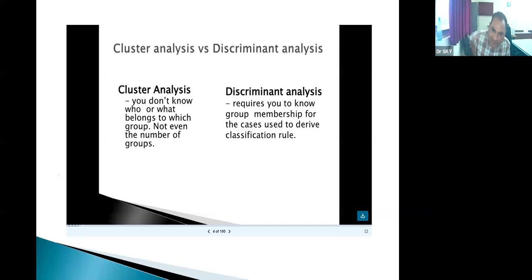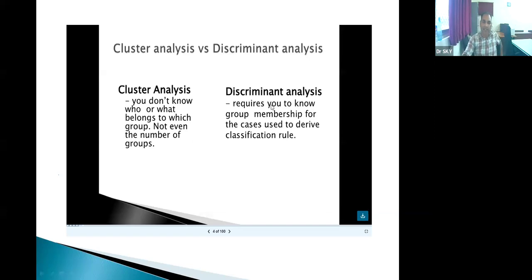Now, how is it different from discriminant analysis? In cluster analysis, you don't know who or what belongs to which group, and not even the number of groups. We don't know how many clusters there will be, or how we are going to make the clusters. But in discriminant analysis, we already know the different classes, or say we classify already. We have set rules, and on the basis of those variables, we have to classify the objects into well-defined different groups or classes.